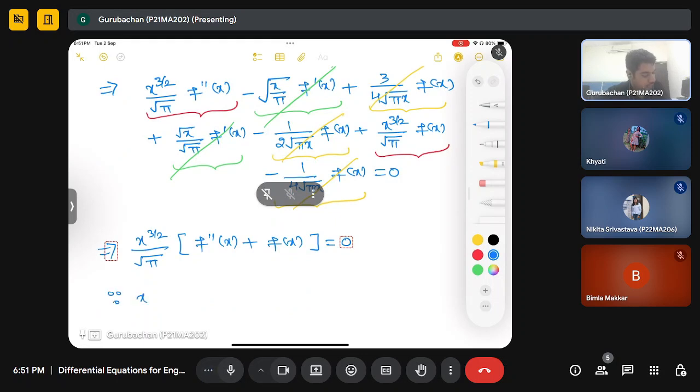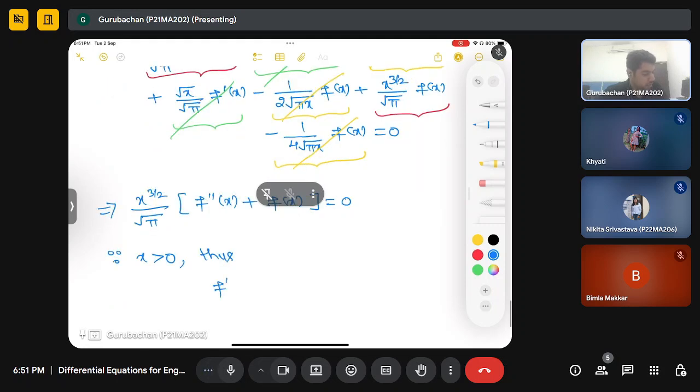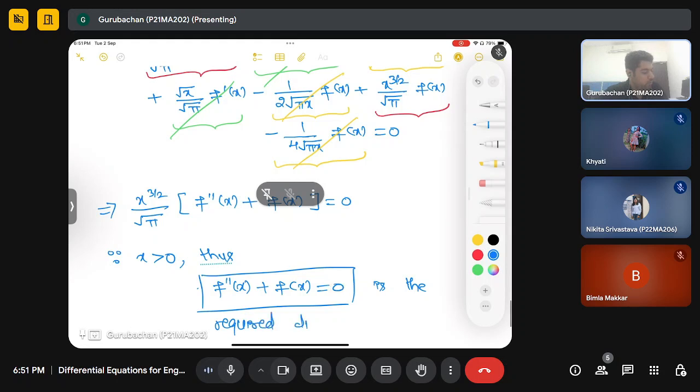Because x is greater than 0, thus we will get f double dash x plus f(x) is equal to 0, which is the required differential equation.